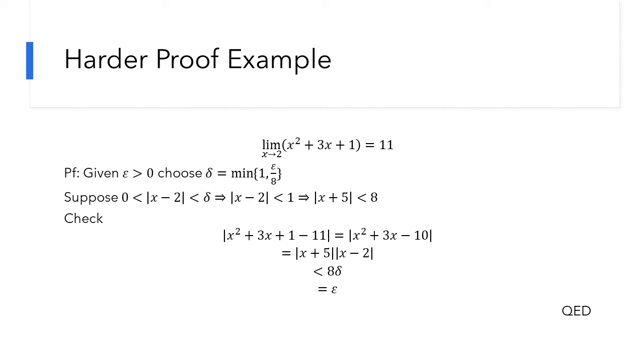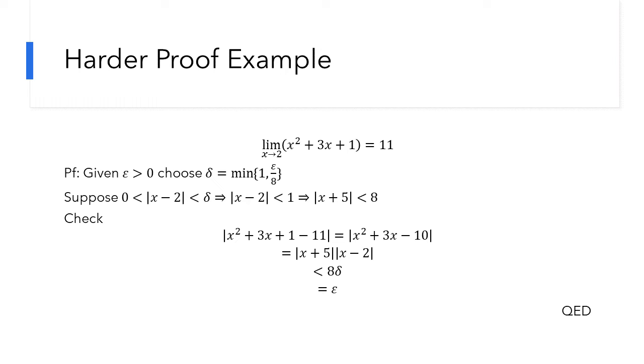For this next proof, our method for choosing delta is a little more involved, but it's not much harder. Here we have the limit of x squared plus 3x plus 1 as x approaches 2 is equal to 11. Now, we again suppose that 0 is less than the absolute value of x minus 2, which is less than delta, the same as our last proof.